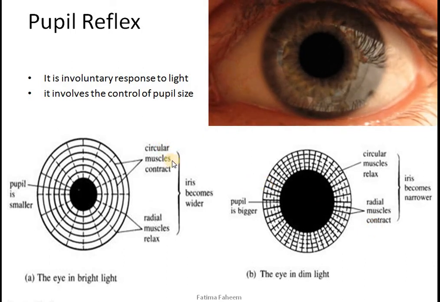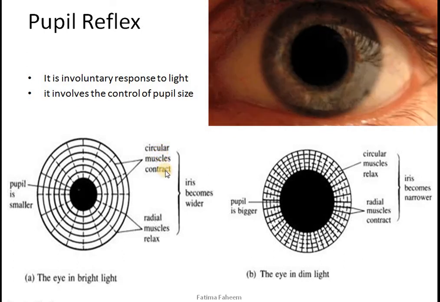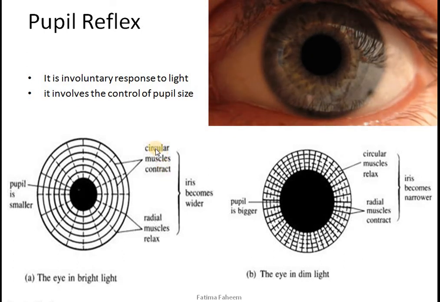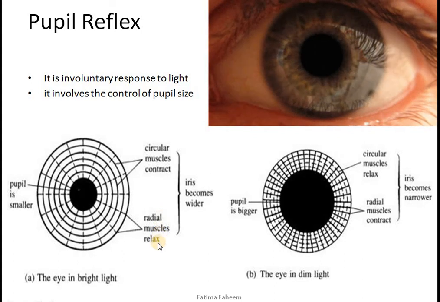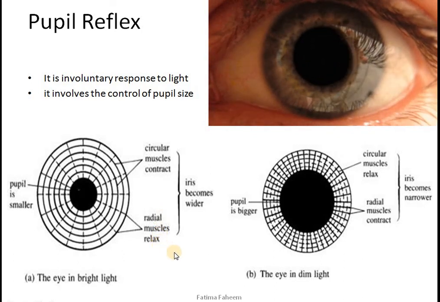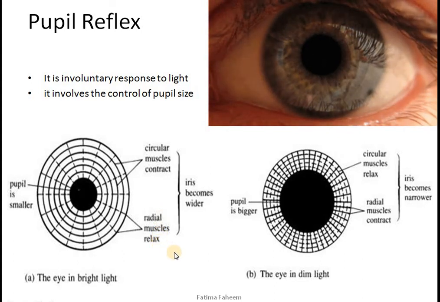Always mention the name of iris with these muscles, because if you remember, circular muscles were also present in the ciliary body. So not to get confused with both of them, write circular muscle of iris contract and radial muscle of iris relax whenever this question comes in your paper.